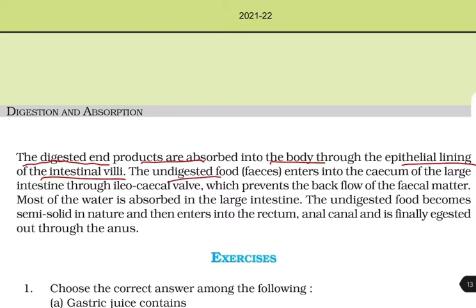The undigested food, feces, enters the cecum of the large intestine through the ileocecal valve, which prevents backflow of the fecal matter. Most of the water is absorbed in the large intestine, and the undigested food becomes semi-solid in nature and then enters the rectum, anal canal, and finally is egested out through the anus.